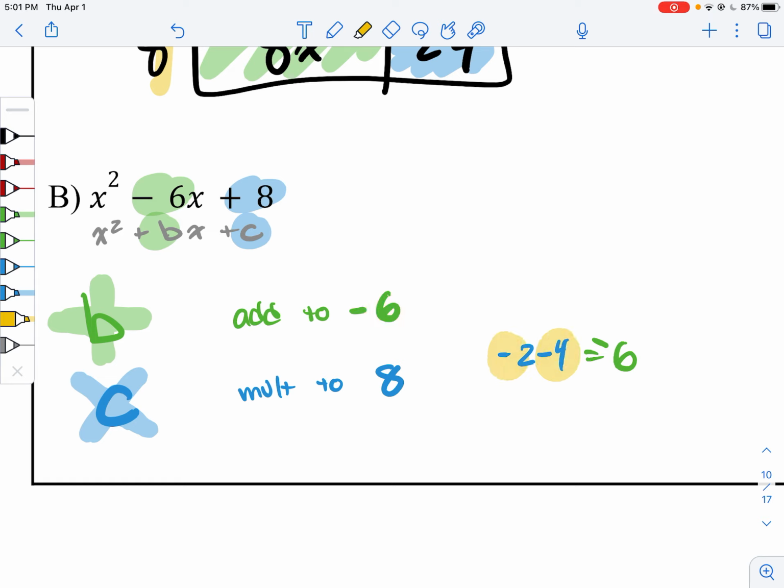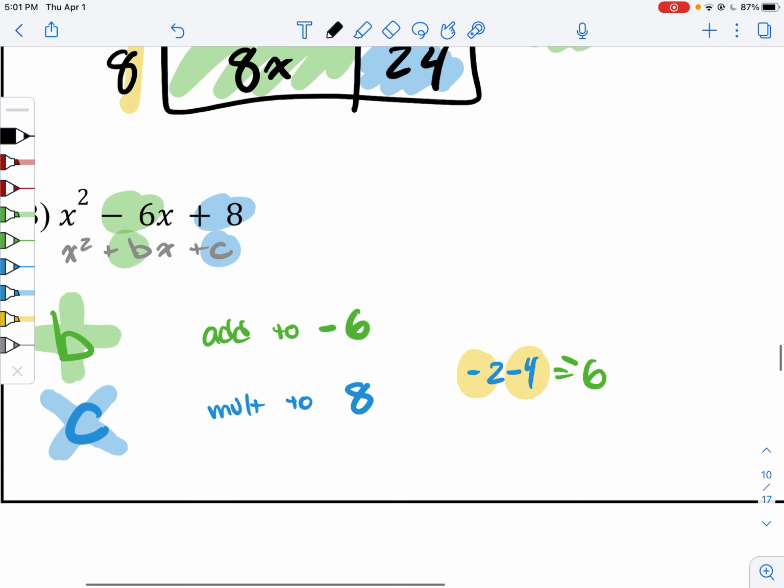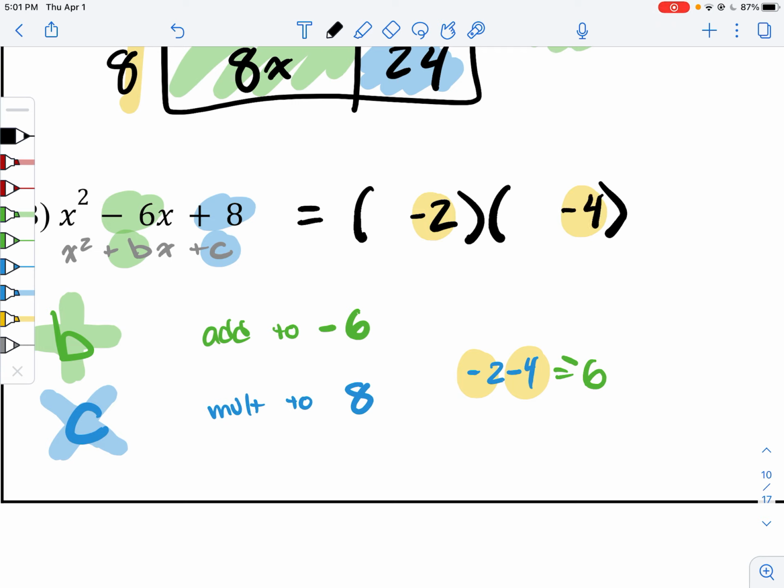What do we do with them? Well, our other guy has to be x. So our answer is going to be in the form of factors. That's two expressions multiplied times each other. We know one of our numbers is going to go here, the other one goes there. It doesn't matter which one goes where. I like to go from smallest to biggest, I guess whichever has smaller absolute value. And then we didn't include our x's. So we need to have x minus 2 times x minus 4.